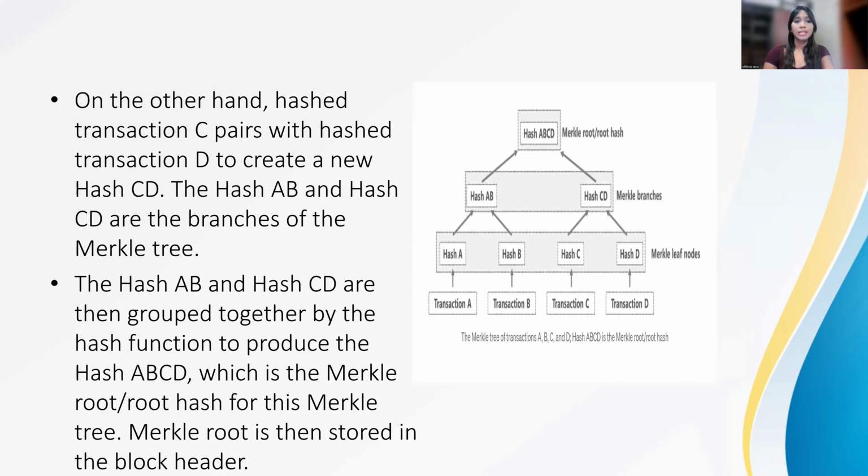On the other hand, we can see that the hash AB and the hash CD are then grouped together by the hash function to produce the hash ABCD, which is the Merkle root of the Merkle tree. And the Merkle root is stored in a block header. Basically, in a Merkle tree, the data blocks are grouped in pairs, and the hash of each block is stored in a parent node. The parent nodes are in turn grouped in pairs, and their hashes are stored in the level up. This continues all the way up the tree until we reach the root node.